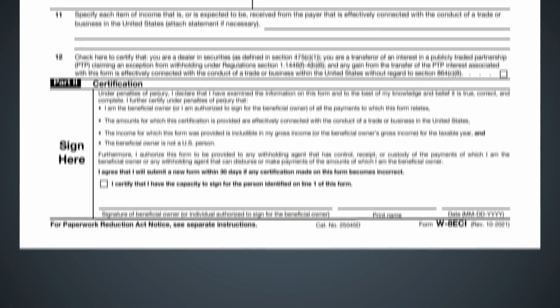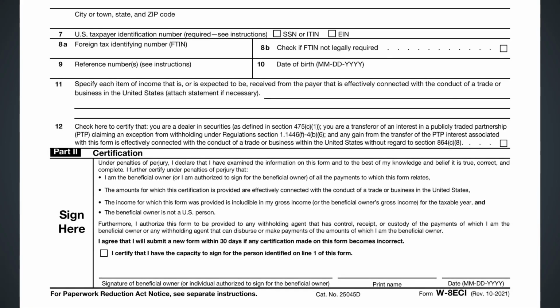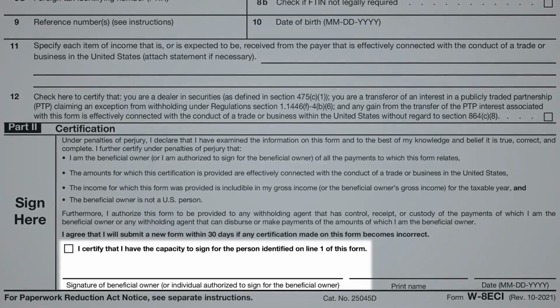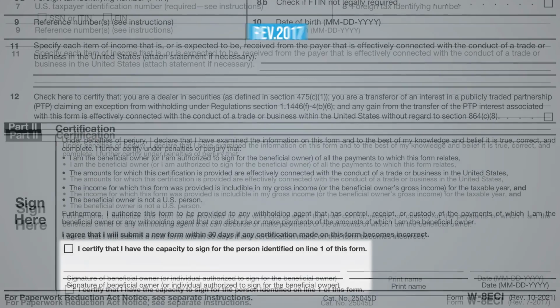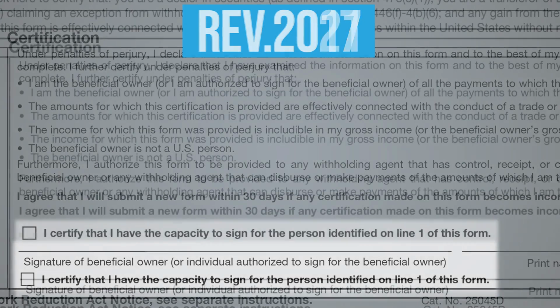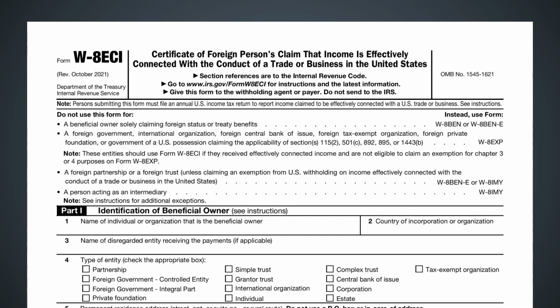Now, before we move on to the instructions, we have a little update regarding the final certification section. It seems the checkbox for certifying you are the individual identified on line 1 has moved slightly. On the 2017 revision, it was below the signature box. Now it's located above. So, that's all of the updates to the face of the form.